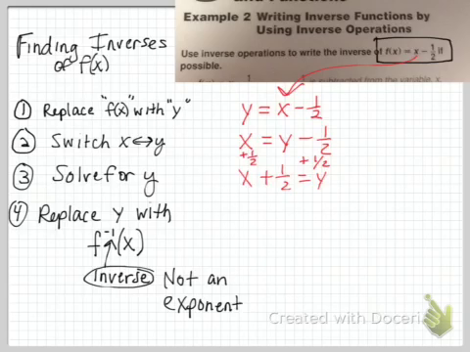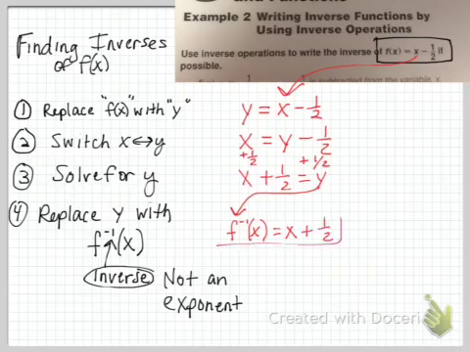So the final step looks like this, where I saw y, and I'm just going to move y to the front. I replace it with f to the -1 of x. And that's how you read that, f to the -1 of x. And that's the answer.